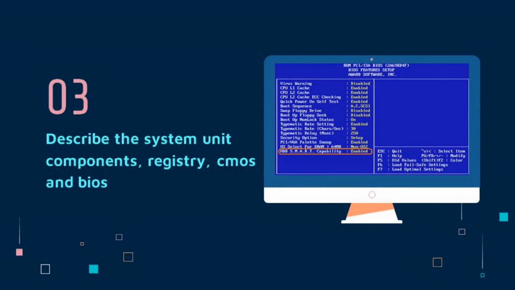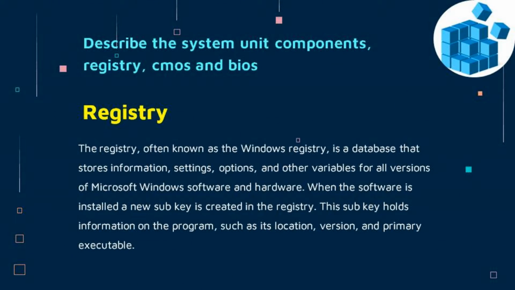Objective number 3. Describe the system unit components registry, CMOS, and BIOS. Registry. The registry, often known as the Windows registry, is a database that stores information, settings, options, and other variables for all versions of Microsoft Windows software and hardware. When the software is installed, a new subkey is created in the registry. This subkey holds information on the program such as its location, version, and primary executable.